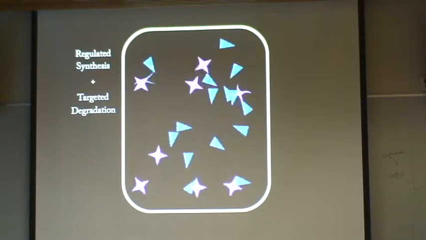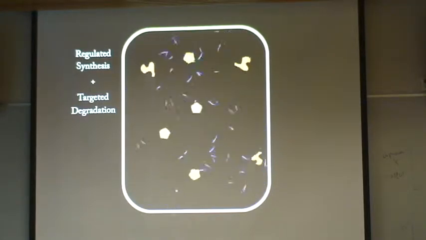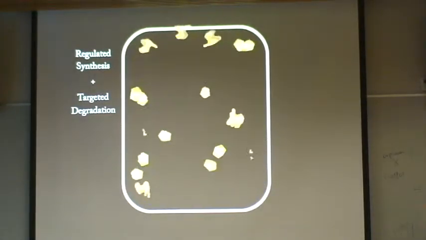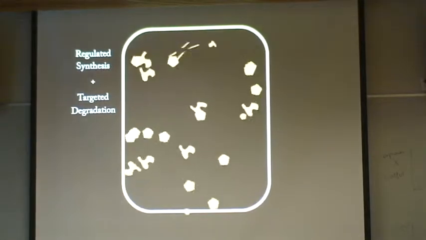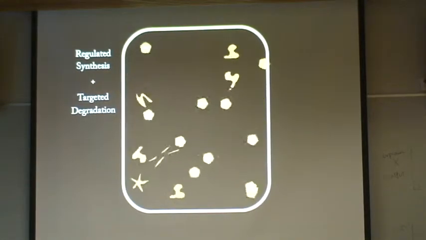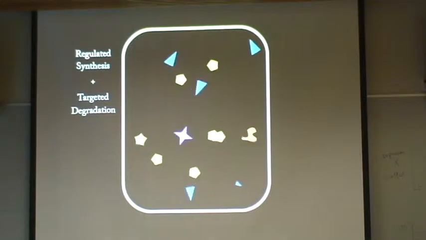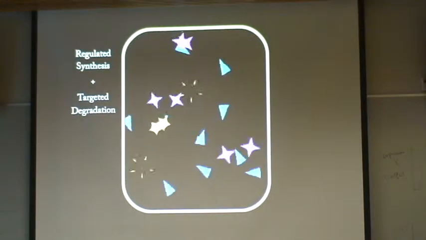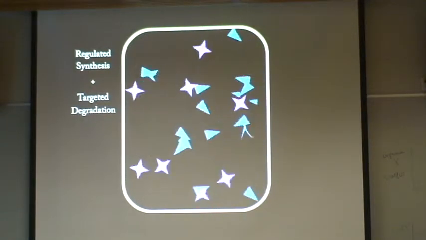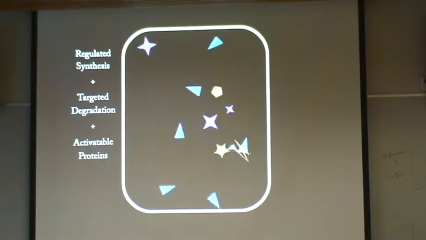And so what this is going to enable us to do is synthesize those yellow and orange proteins early, but have them in an inactive state. And then right at the same moment that you destroy all the blue and purple proteins, you're going to turn on the yellow and orange proteins. And so I'll represent the inactive ones by having them be gray.